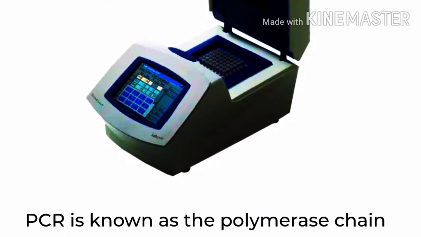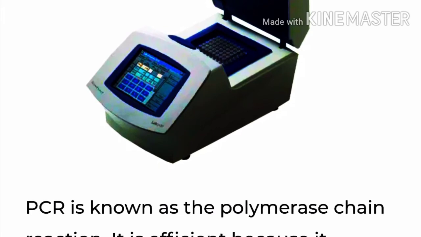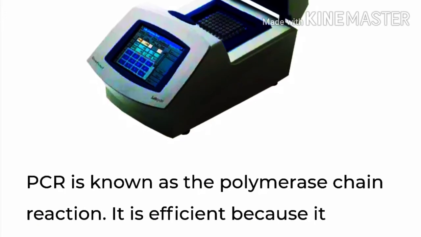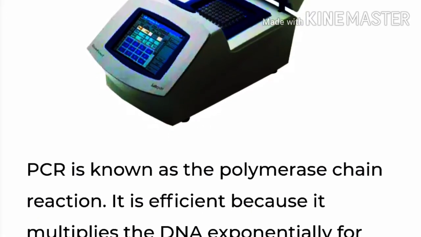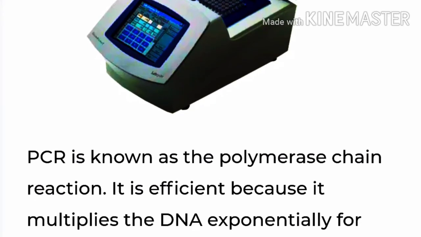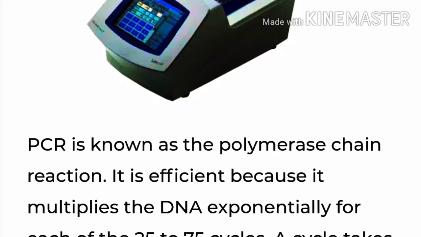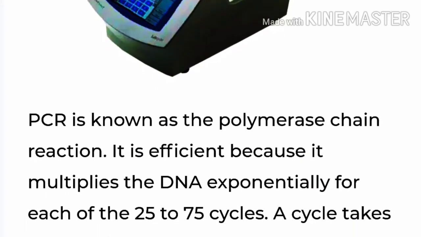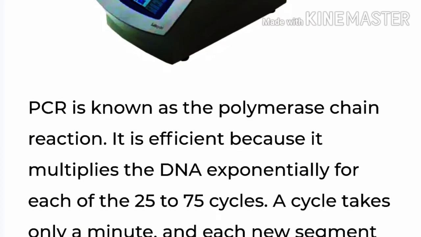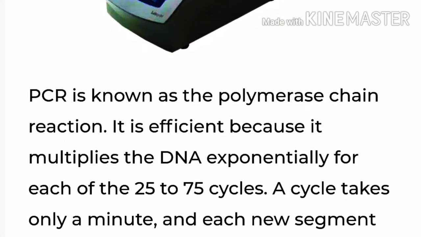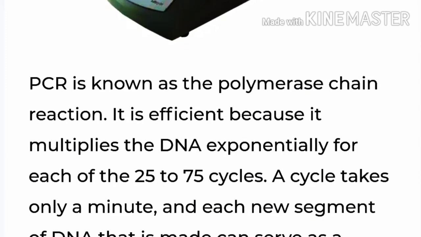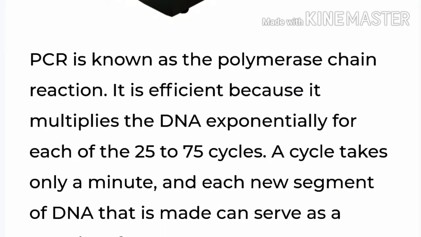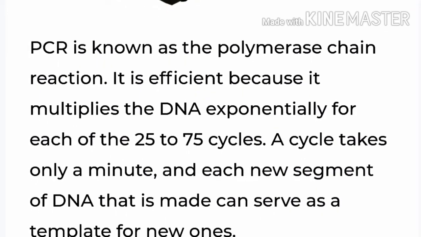Now look, PCR is known as polymerase chain reaction. It is efficient because it multiplies the DNA exponentially for each of the 25 to 75 cycles. A cycle takes only a minute, and each new segment of DNA that is made can serve as a template for new ones.